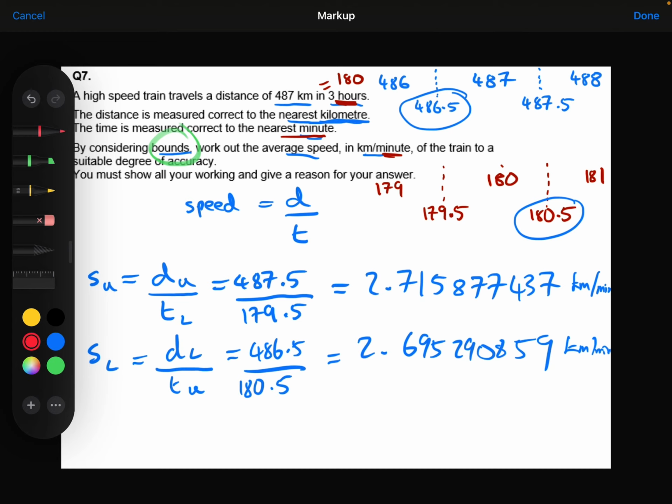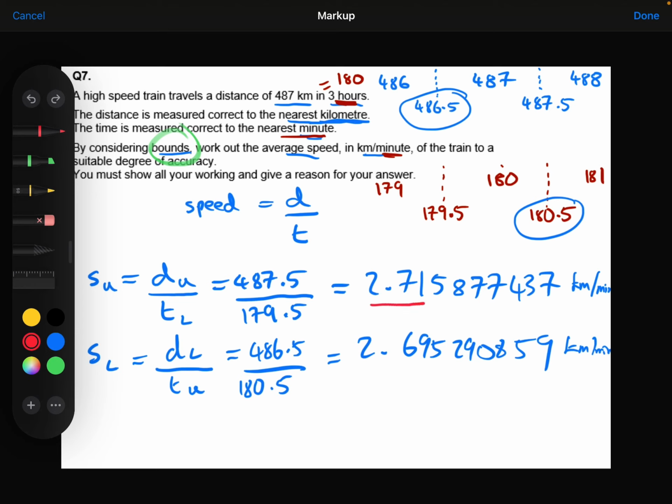Let's have a look at both of these. What's the most accurate we can give our answer as? To one significant figure, both of these numbers would round to be 3. 2.7 and 2.6 both round to be 3. So I could say 3 kilometres per minute, but could I be any more accurate than that? To two significant figures, this is going to round to be 2.7. This is also going to round to 2.7. So I could say that 2.7 kilometres per minute to two significant figures. Could I be any more accurate than that?